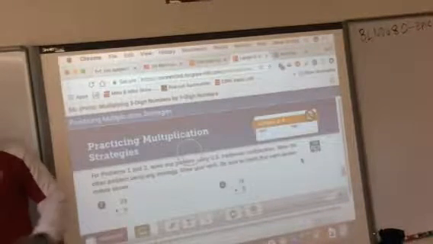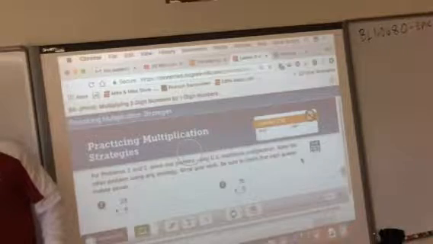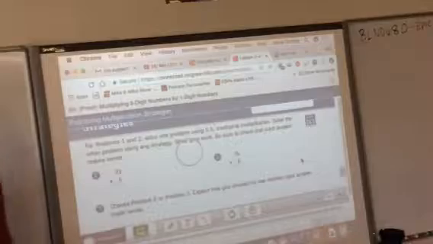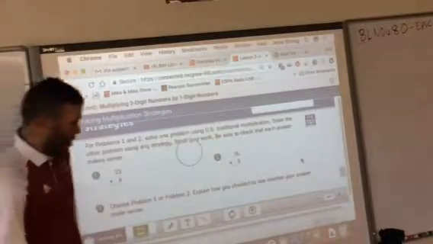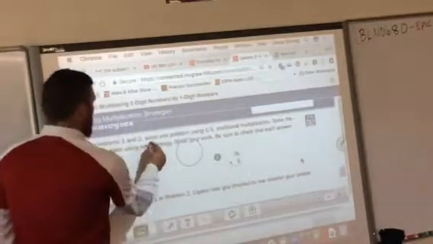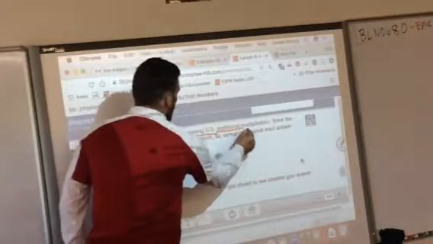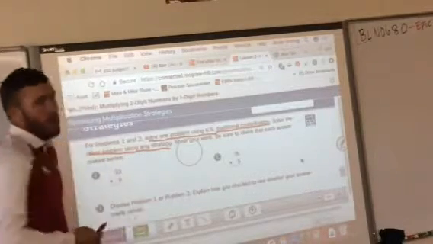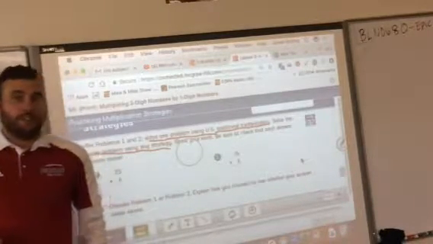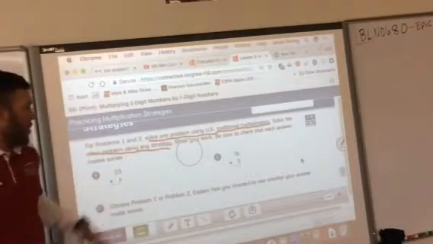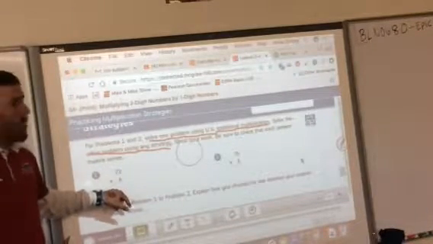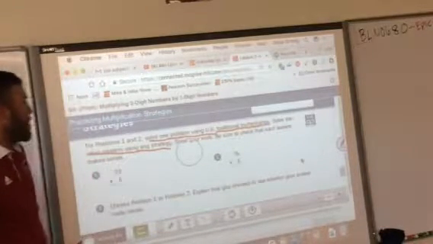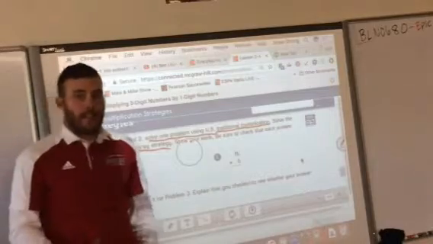All right, today's assignment is on page 48. On page 48 it says, for problems 1 and 2, solve one problem by using the US traditional way. So you're going to solve one problem using the US traditional multiplication. And then it says solve the other problem using any strategy. Well, we've only learned one other strategy today, and that's the partial products. So you're going to solve one of these using US traditional, and you're going to solve the other one using the partial products way. Okay? Be sure to check that each answer makes sense.